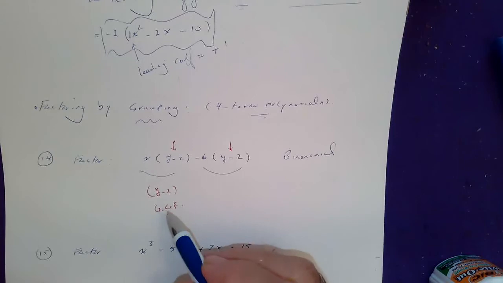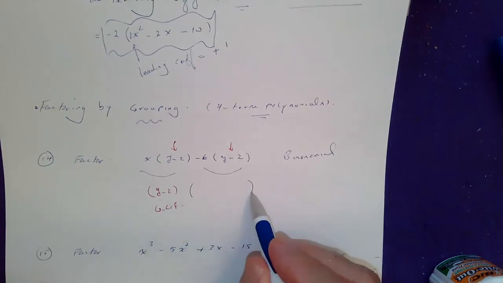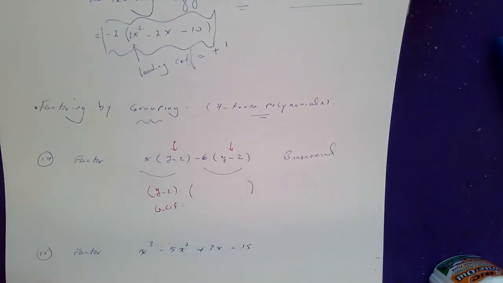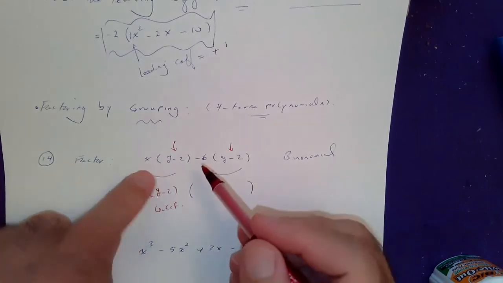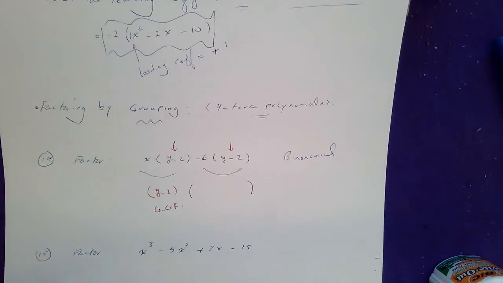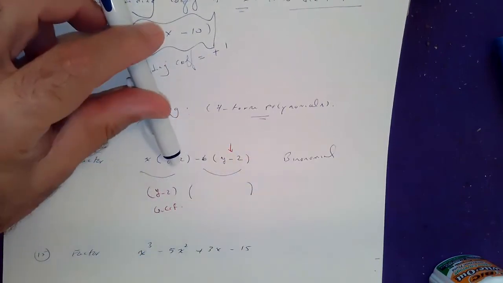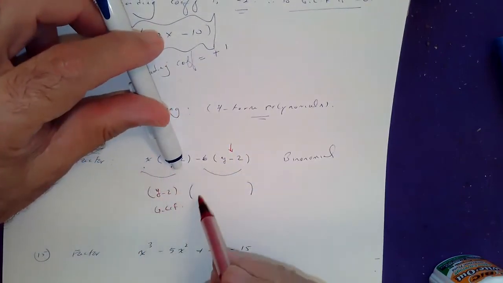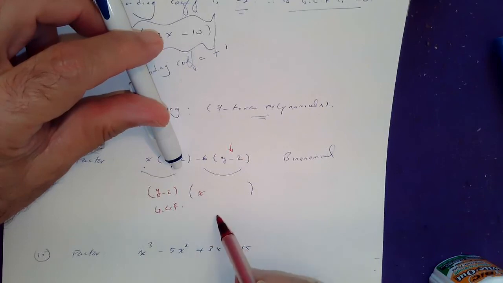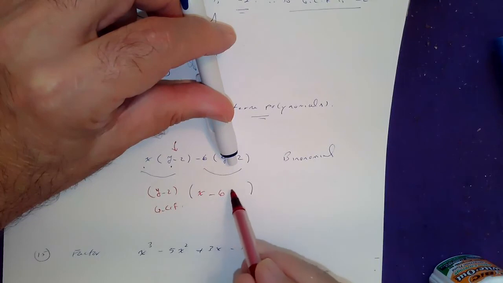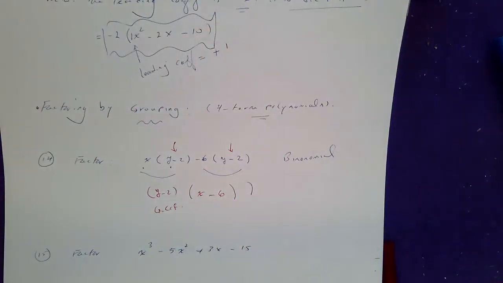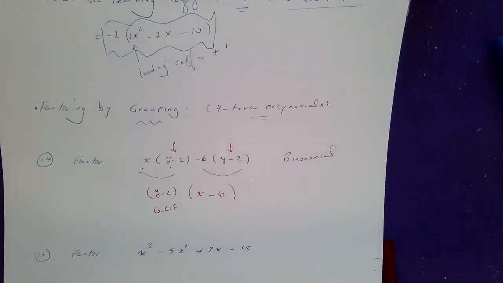The minute you pull the GCF out, open a set of parentheses and see what's left when you take these terms away from these 2 terms. You take this guy out, what's left from the first term is x. You take this guy out, what's left is negative 6. And that's exactly what goes inside the second set of parentheses. And ladies and gentlemen, we are finished with that problem.